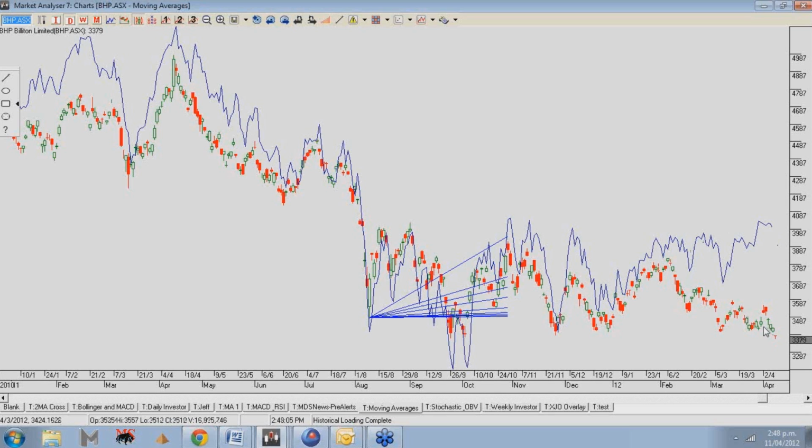So this relative performance can be seen using the overlay chart. And you can overlay two securities. We can put Westpac on top of ANZ, or we can put BHP on top of Rio, but we can also put any share relative to the market.